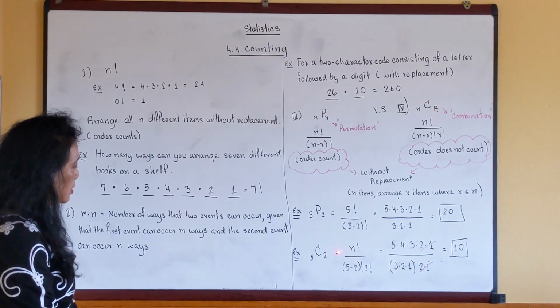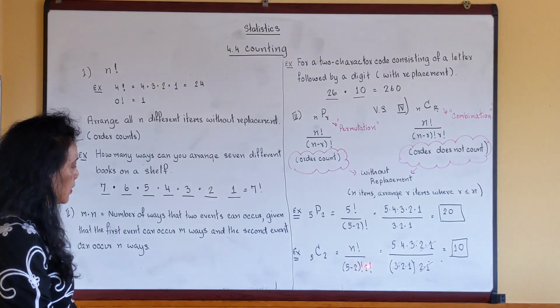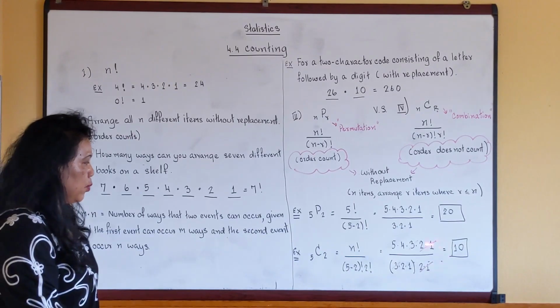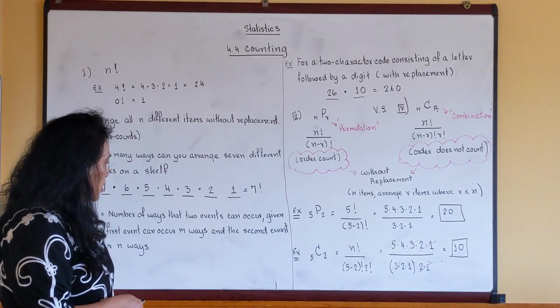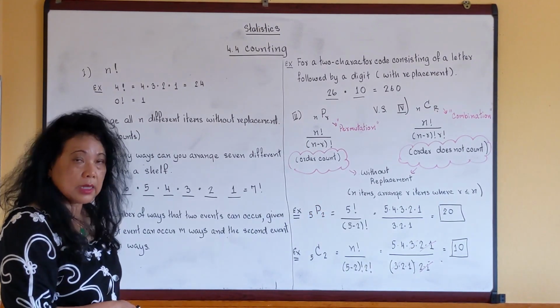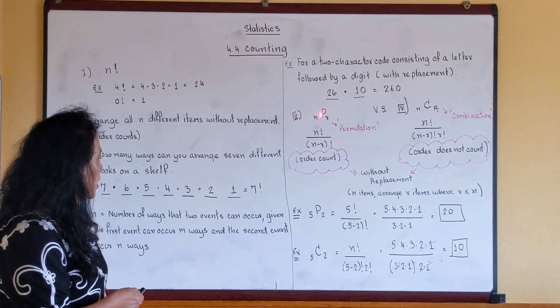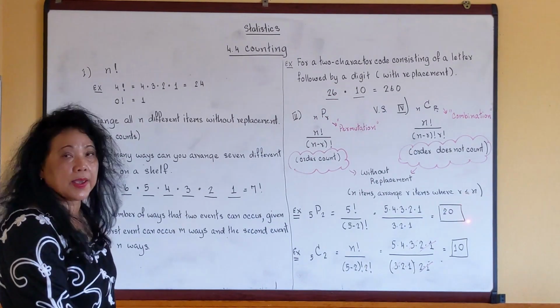Now the way you calculate is n factorial over (n minus r) factorial times r factorial, the same way. You simplify it out. There is also a function in the calculator. Some calculators have nPr and nCr, so you just put in the numbers and it gives you the answer.